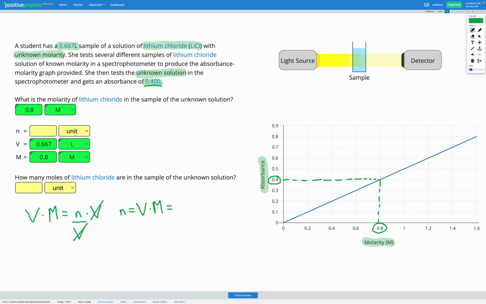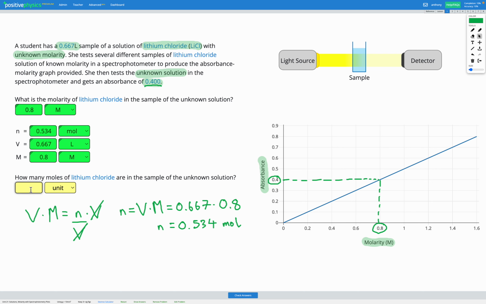V is the volume, which is 0.667, multiplied by M, the molarity, which was 0.8. So that gives us a number of moles, when we multiply that out, of 0.534 moles. So let's go ahead and check if we got that correct over here. Awesome. And that's going to be our final answer.